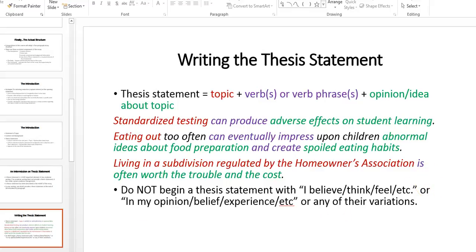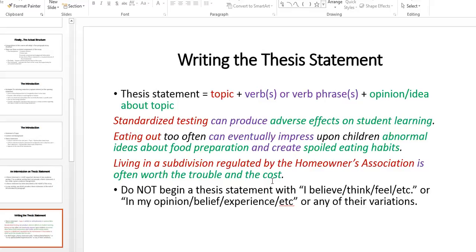Next example: living in a subdivision regulated by the homeowner association is often worth the trouble and the cost. The specific issue is living in a subdivision regulated by the homeowner association. What about it? It is often worth the trouble and the cost. That's the argument. Okay, so like I say, you need to have a clearly expressed thesis statement like these examples here, and they need to be placed at the end of the introductory paragraph.